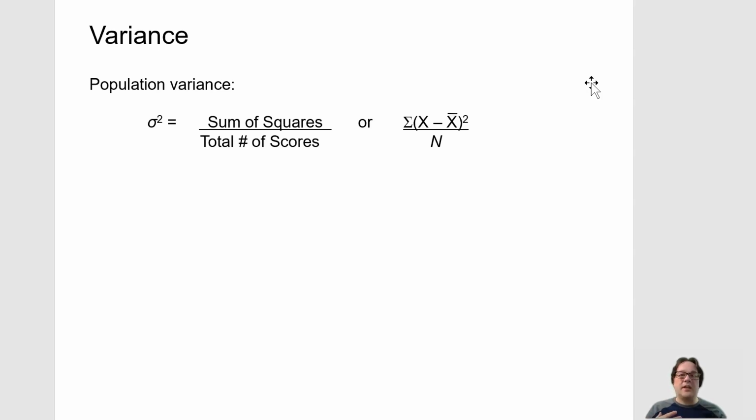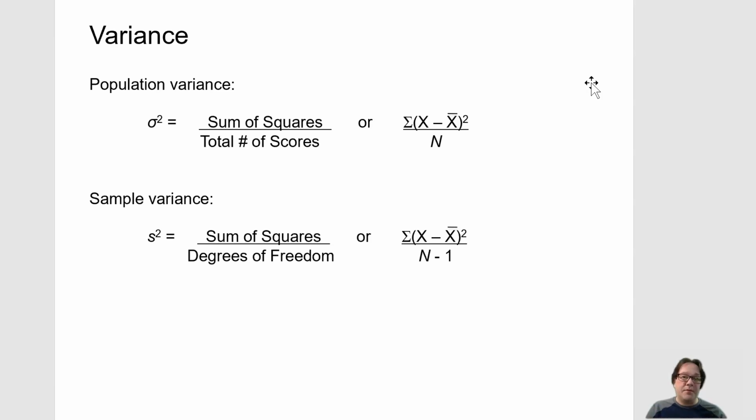But to calculate population variance, we would take the sum of squares that we just calculated, and we would divide by the total number of scores that we have. But we're rarely going to be using population data. Again, we're going to be dealing with statistics, so we're going to be dealing with data that come from samples.